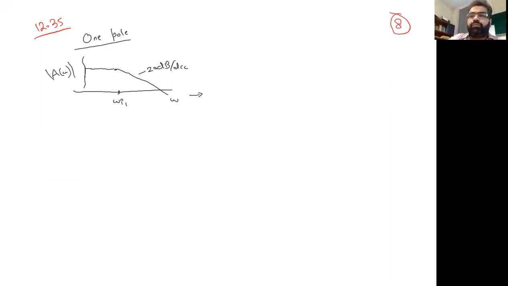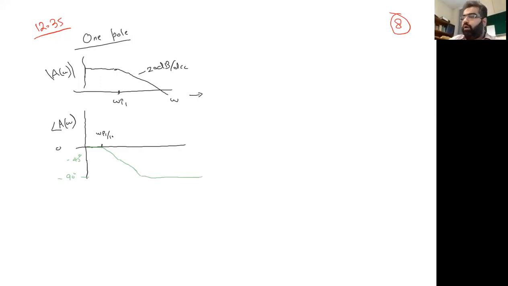Similarly, if you want to do the phase plot of this one, or the angle of A omega, this time you start with some angle which is 0 degree, and we need to identify the point omega p1 by 10. I'm drawing with the green. The angle, at this point, will start going to minus 45 degree. So this is minus 45 degree, and then it will continue till minus 90 degree, and it will stay here. So we have a single pole system.